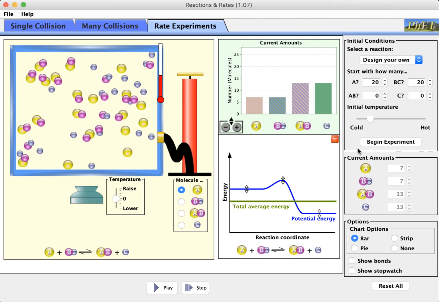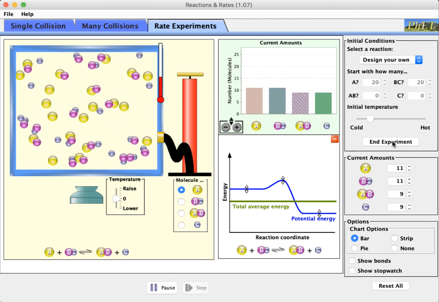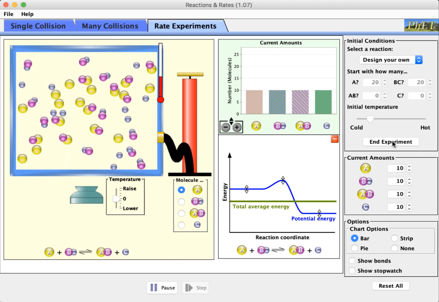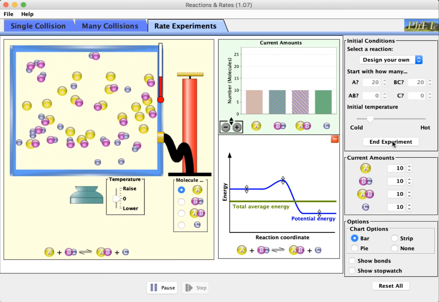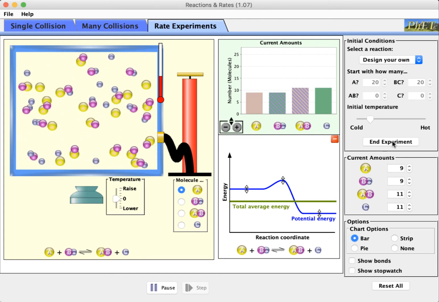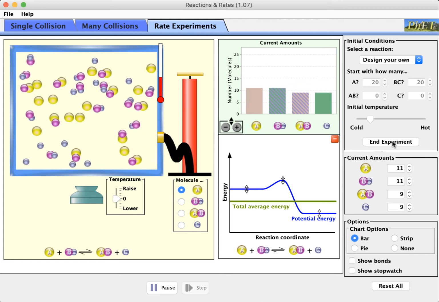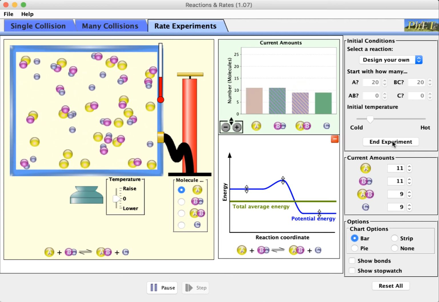I've added a catalyst to it, and so now if I begin the experiment, it goes in just a matter of a couple of seconds in the simulation. We've headed back toward the equilibrium point. A little bit of a right side favor because it's easier to go left to right than it is right to left. So this is the basics of a reaction pathway graph.